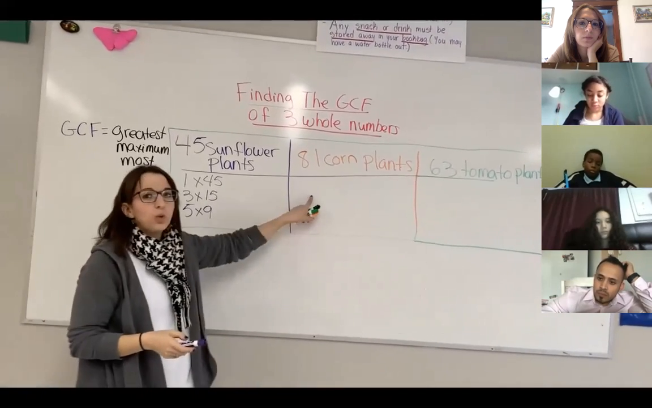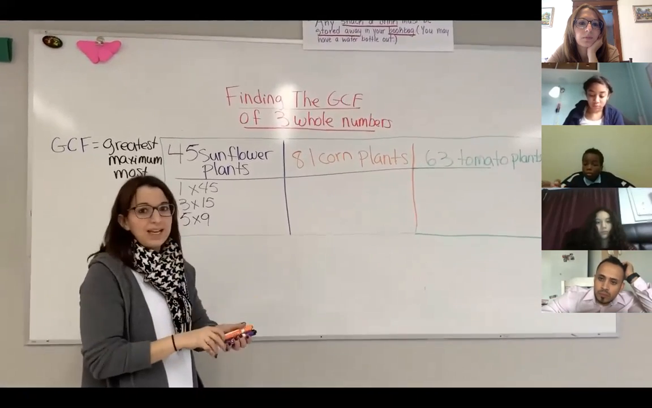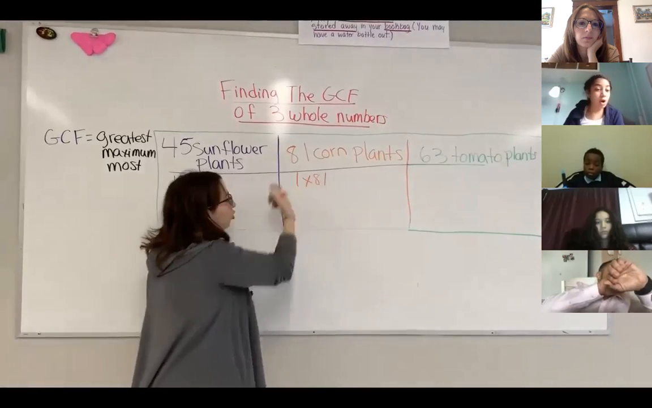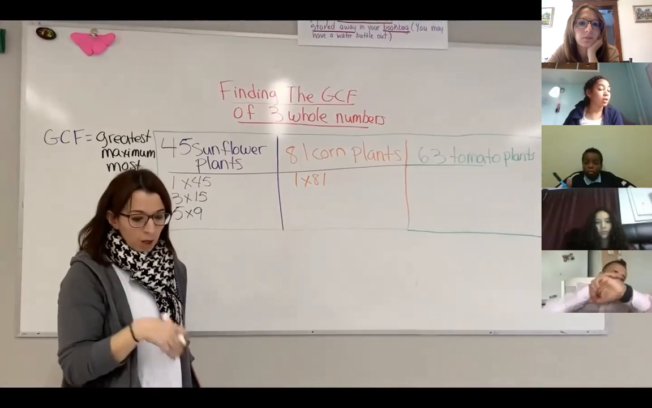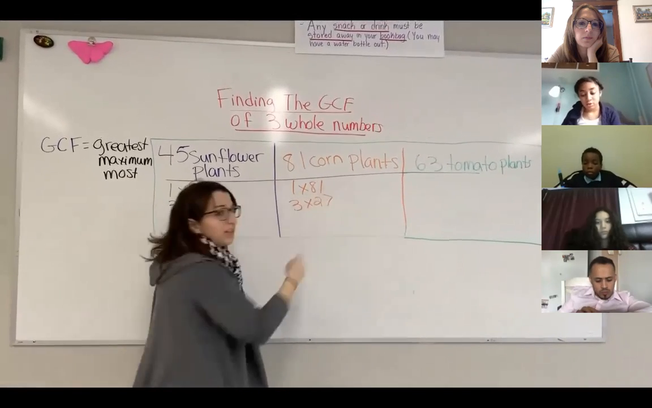Let's move on to corn plants. I need to think of factors or 2 numbers that equal 81. So I always start in order. 1 times 81. 2 does not go in evenly. 3 goes in evenly. 3 times 27. And obviously 9 times 9.